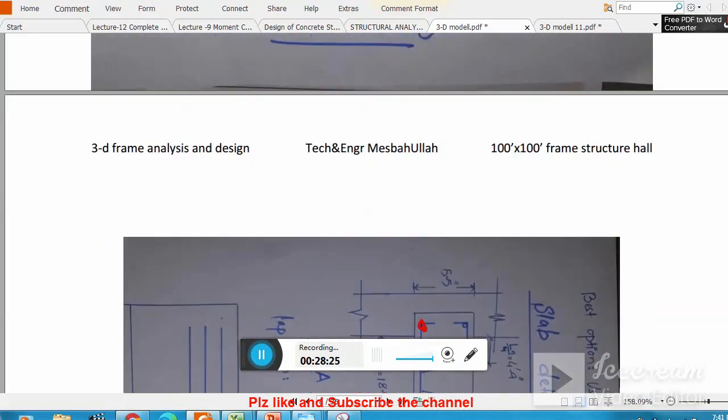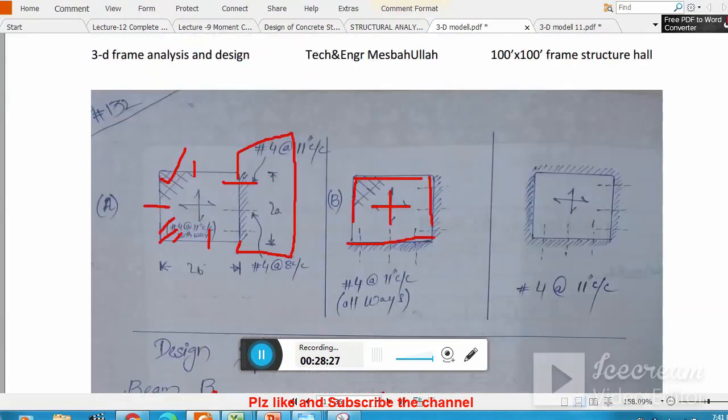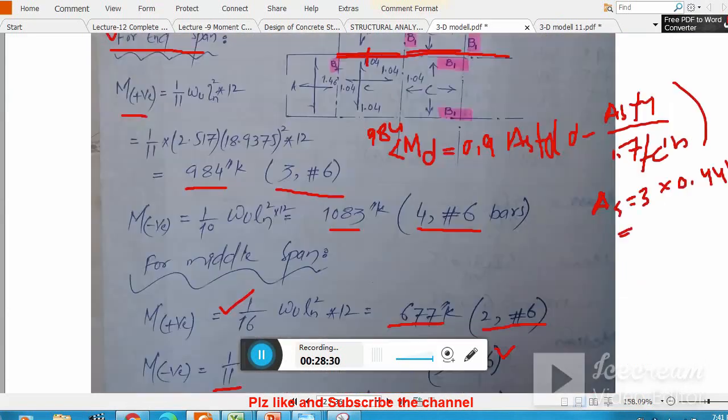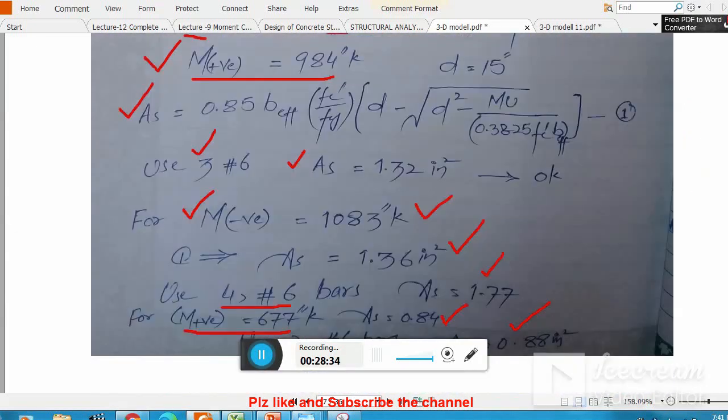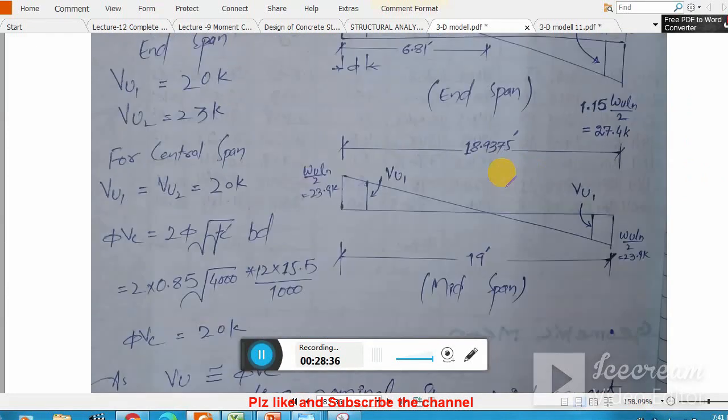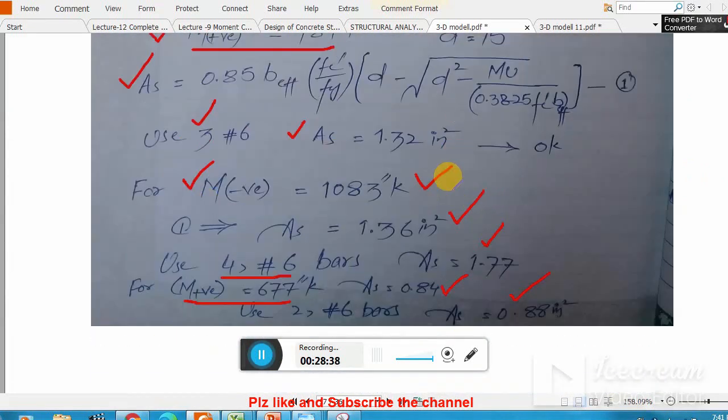Next is the shear design. Clear? Next is the shear design, and inshallah in the next lecture I will do that design, as well as I will design the B2 beam as well. So this winds up.